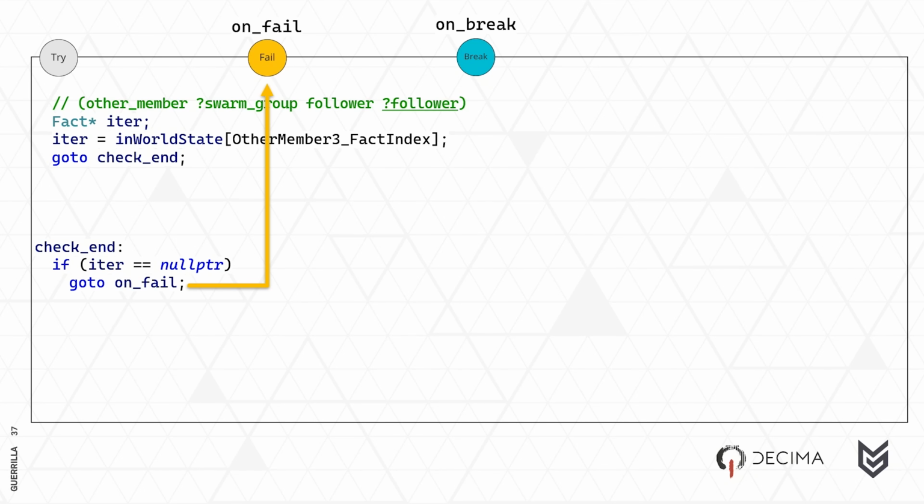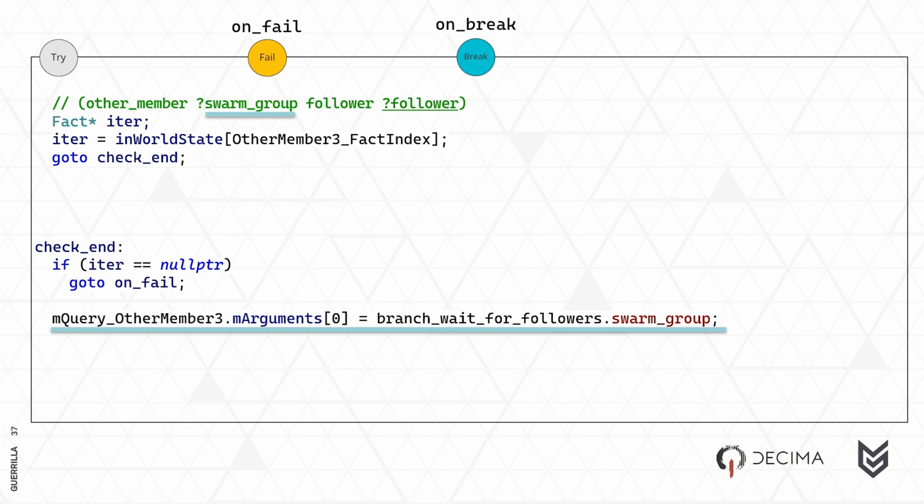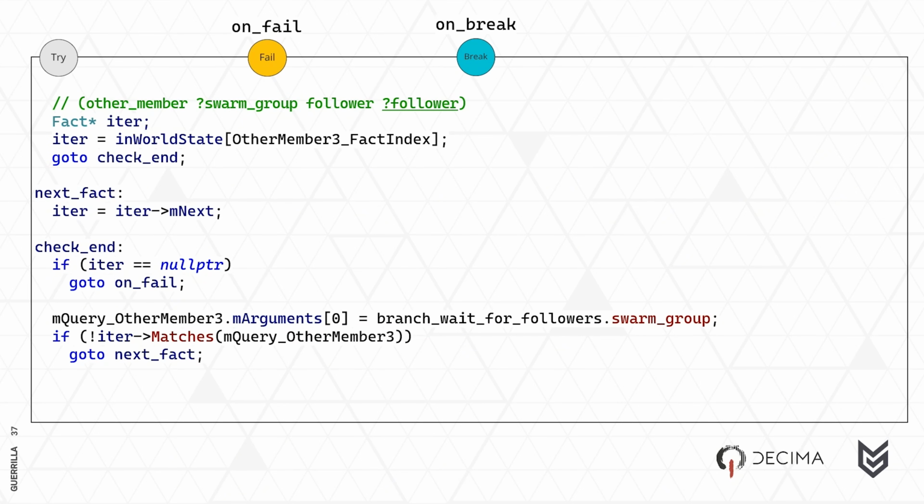So we can jump there by using goto. Now, if we do have such a fact, then we can prepare our query, setting any dynamic variables in our query, like the group, and then perform the matching. If it doesn't match, we'll just check the next fact instead. So this closes our for loop.